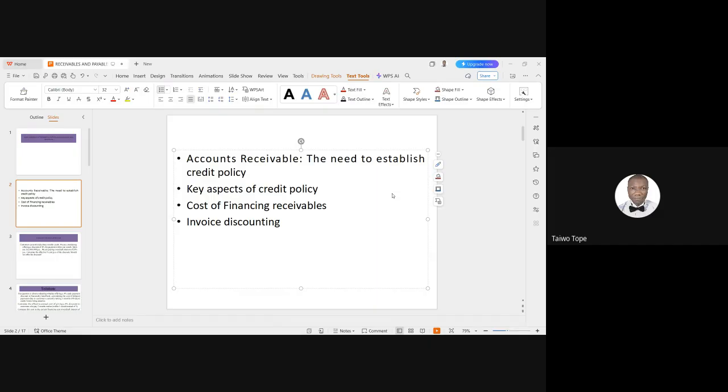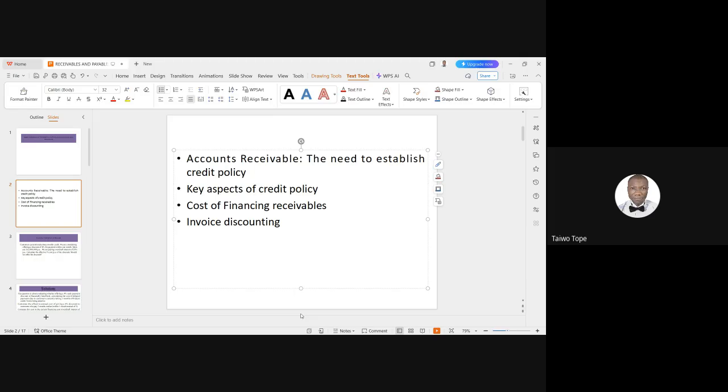So now, these are just discussions about that. The main point I want to drive at is the computation aspect. Now, cost of financing receivables. I've mentioned that before. How do you measure the cost of financing receivables? When we talk about financing receivables, what does it entail?